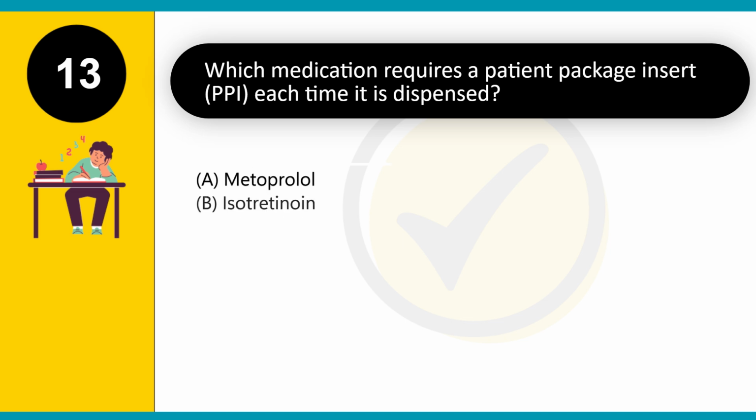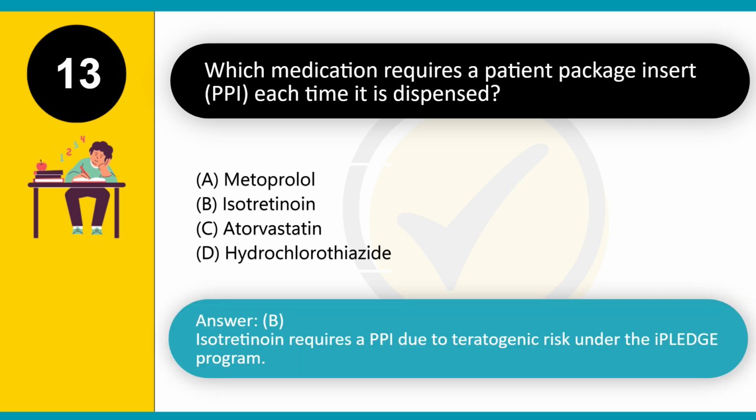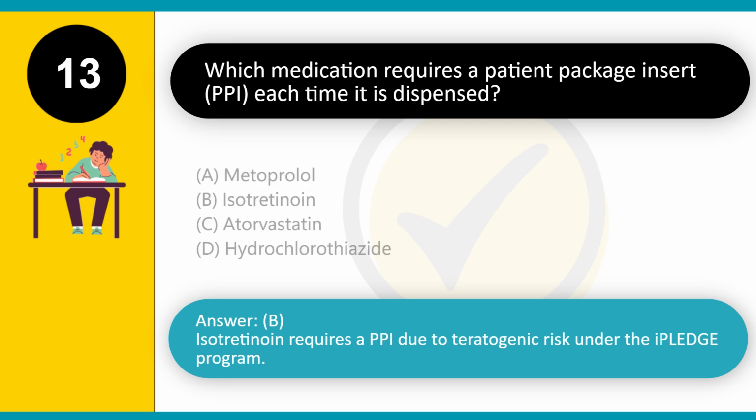Which medication requires a patient package insert, PPI, each time it is dispensed? A. Metoprolol. B. Isotretinoin. C. Atorvastatin. D. Hydrochlorothiazide. Answer, B. Isotretinoin requires a PPI due to teratogenic risk under the iPledge program.